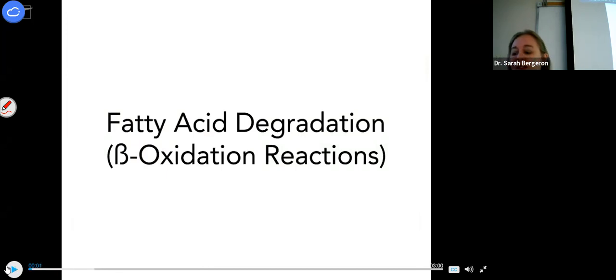All right, so this is going to give you an overview of all the different reactions that will occur in order to break down the fat. Okay, so it gives you a nice overall picture before we start talking about all the details. Degradation, beta oxidation reactions.